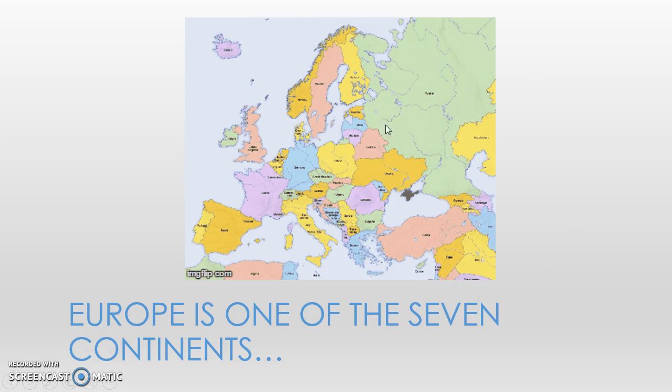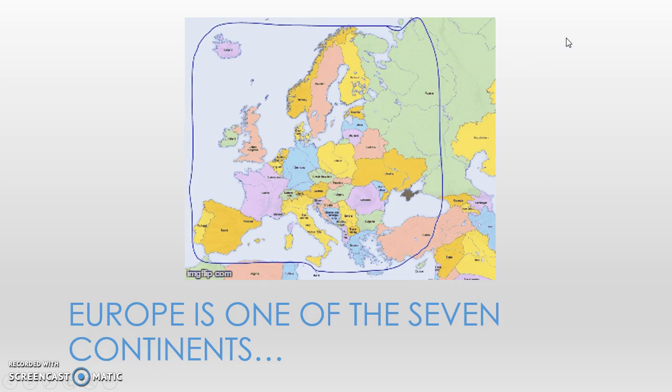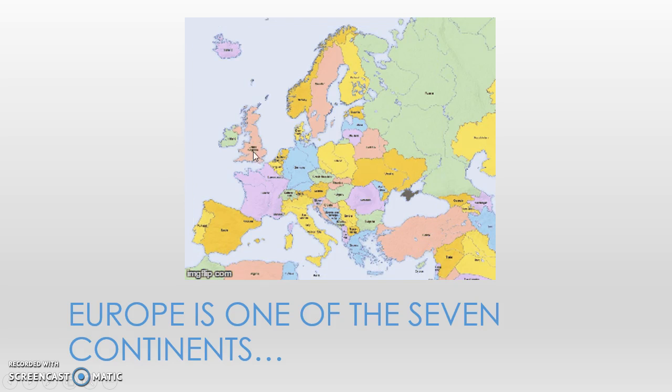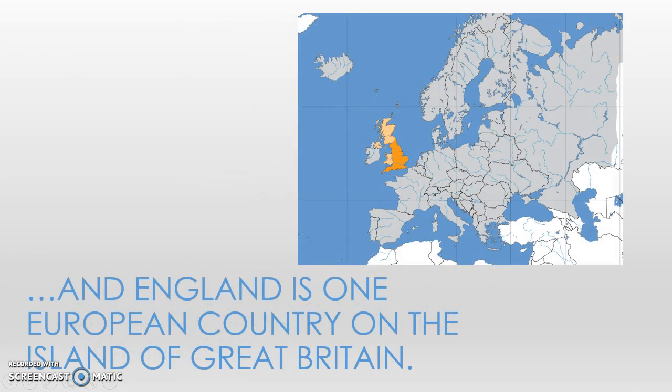Russia is so massive that it takes up part of Europe and Asia. Turkey has a split personality, and Turkey doesn't know which continent it's involved in half the time. So these countries here are Europe. Notice this little island here. There are 3 countries that are part of that island, and one of those is England. So England is one European country that is on the island of Great Britain.